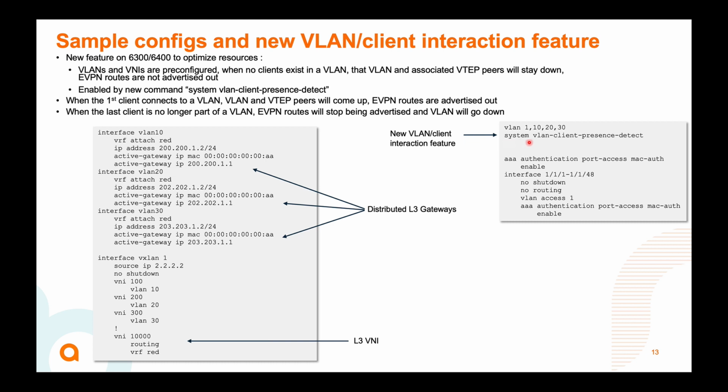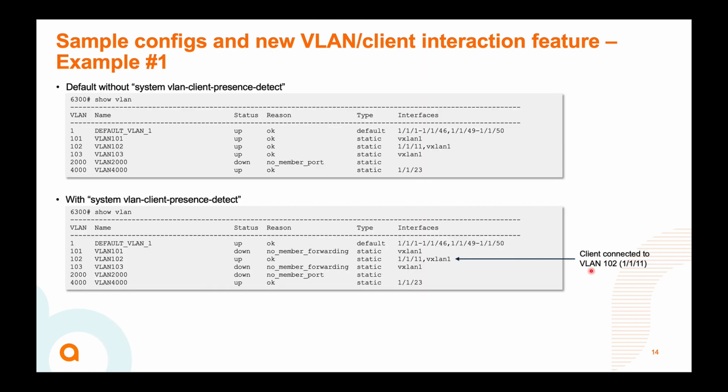This is the new command that's enabled globally, and these are your edge colorless ports facing your end clients. So once a client authenticates, it can be placed into your desired VXLAN tunnel, depending on the VLAN ID pushed down. On this slide, I would like to compare the differences with and without this new command.